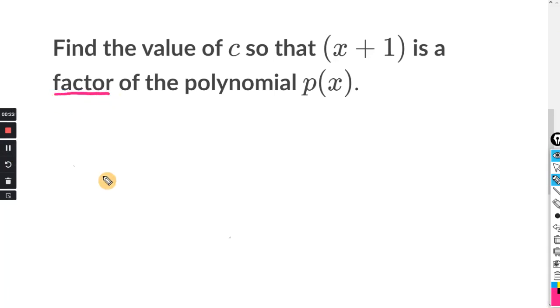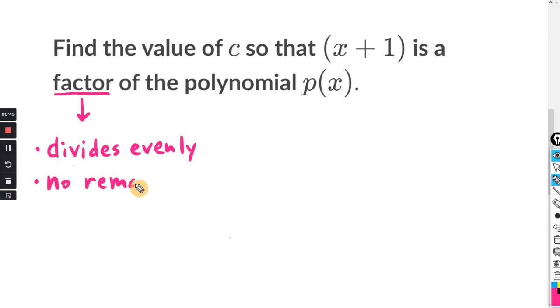What is a factor, or what does that mean? If something is a factor, that means the number divides evenly. Okay, it divides evenly and it has no remainder. In other words, the remainder equals 0.